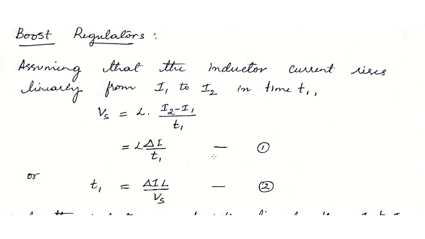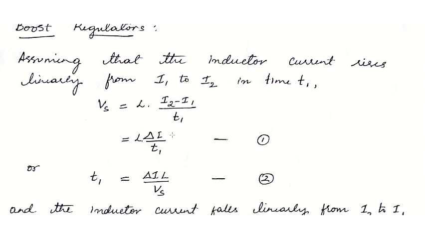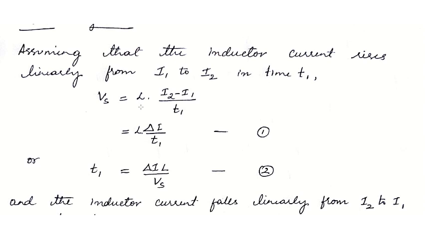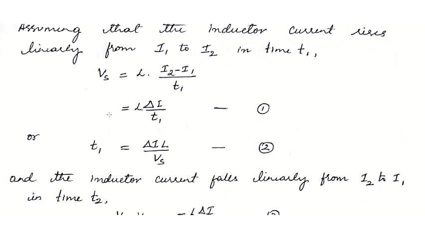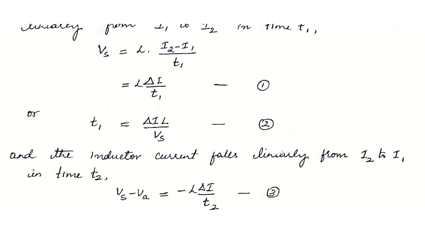So assuming that the inductor current rises linearly from I1 to I2 in time T1, we can write Vs, which is your input voltage, as L into (I2 minus I1) by T1, which can be written as L into delta I by T1. So delta I is nothing but I2 minus I1, which is the ripple inductor current. You can call it equation number 1. Or you can write it in terms of T1: T1 will be equal to delta I times L divided by Vs. Call it equation number 2.